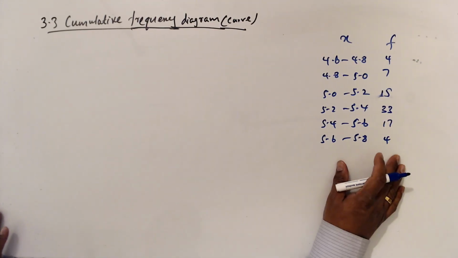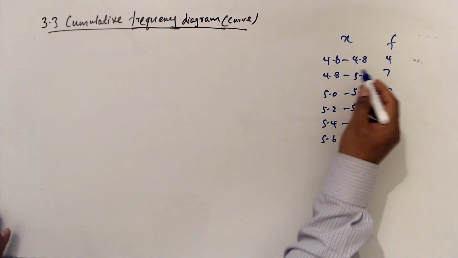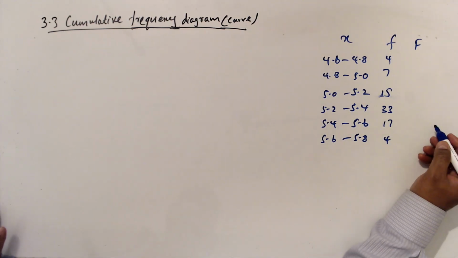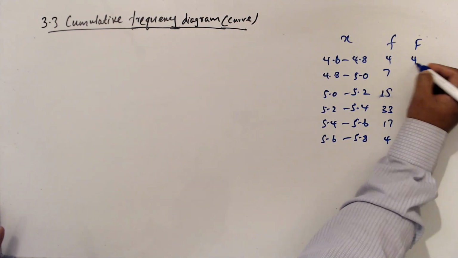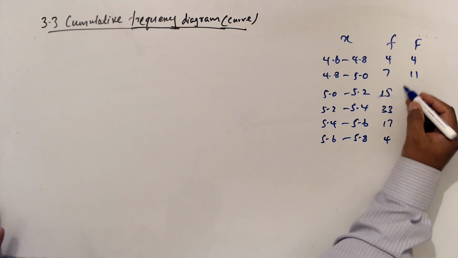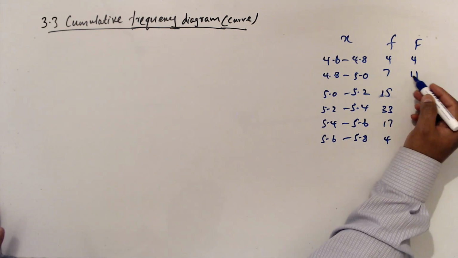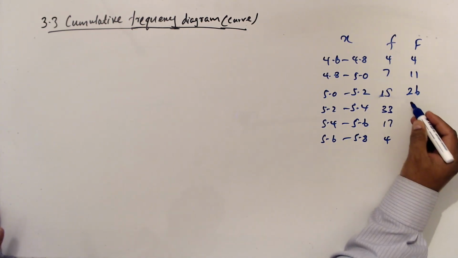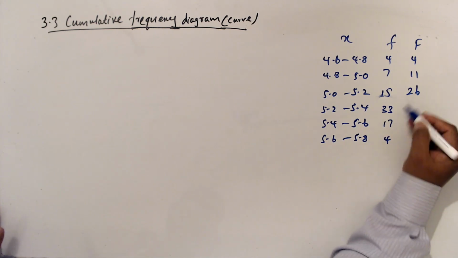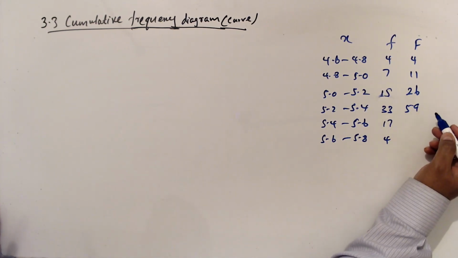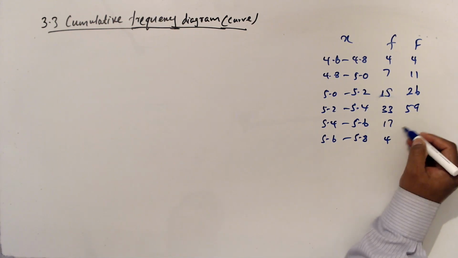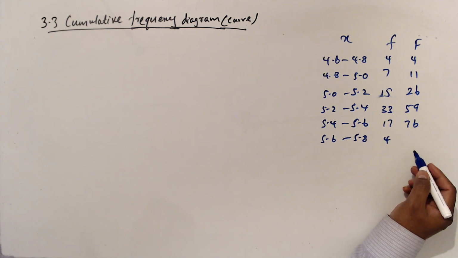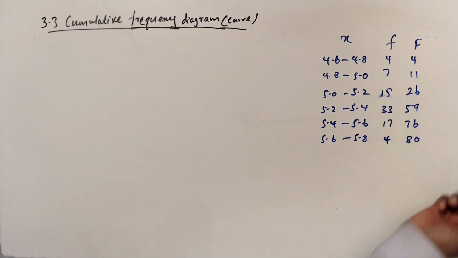You are used to this table now. We have a class interval and the frequency. Now we'll write the cumulative frequency. Starting from 4, 4 plus 7 is 11, 11 plus 15 is 26, 26 plus 33 is 59, and 59 plus 17 is 76, and 76 plus 4 is 80.